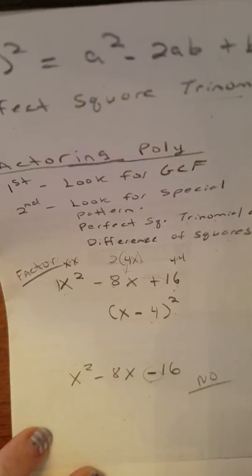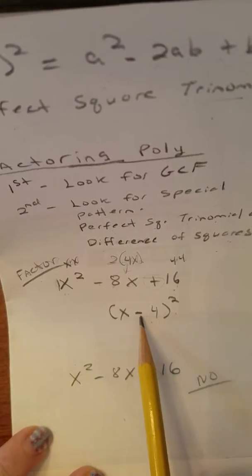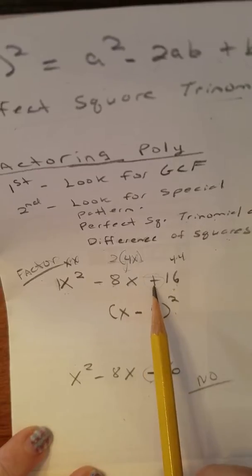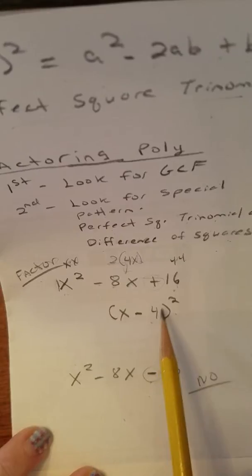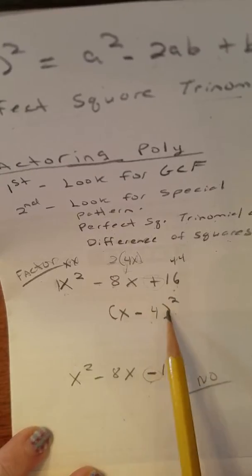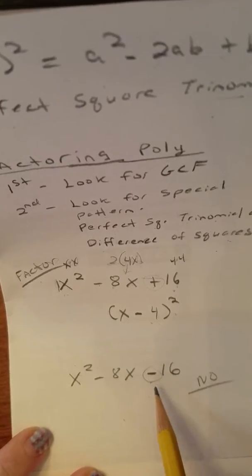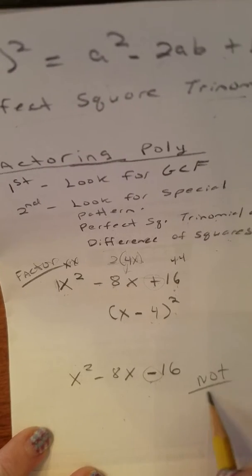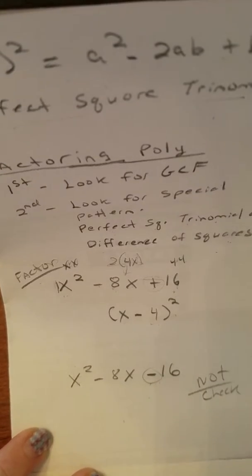Let me just show you that. A negative 4 times a negative 4 is going to give me a positive 16. If it was a positive 4 times positive 4, it's going to give me a positive 16. So no matter what I put here, I should end up with a positive third term. And this is not positive. So this does not check out. It does not check as far as being a special pattern. So you can't factor that at this time.